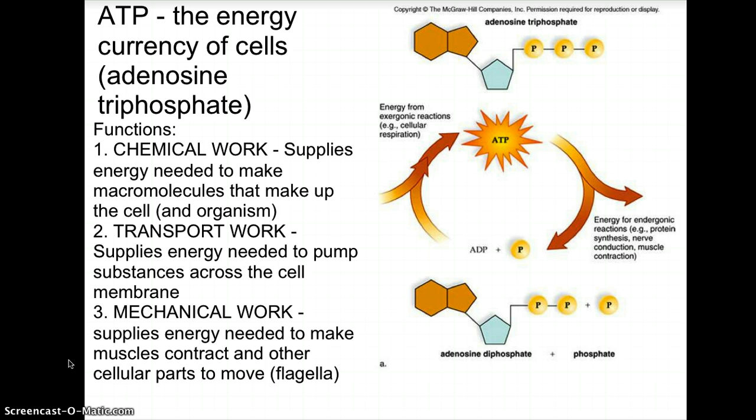It does transport work, supplies energy needed to pump substances across the membrane. We learned that last chapter, active transport. It also does mechanical work. It supplies energy needed to make muscles contract and other cellular parts their ability to move, like flagellum. Flagellum would be that whip-like structure on some prokaryotic cells, some animal cells like sperm. When that flagella is moving, it requires an input of energy.